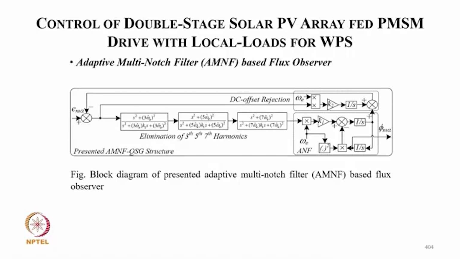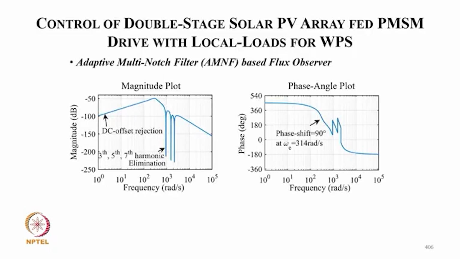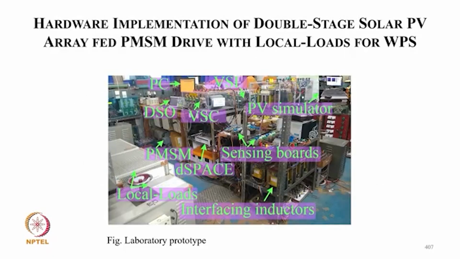So this is a typical implementation block diagram of the presented adaptive multi-notch filter for the flux observer. So we have elimination of the third and seventh harmonics, and then get the speed and position corresponding to that flux. These are the equations and transfer function of this filter for the flux observer, and of course the Bode plot for the implementation of the adaptive notch filter.